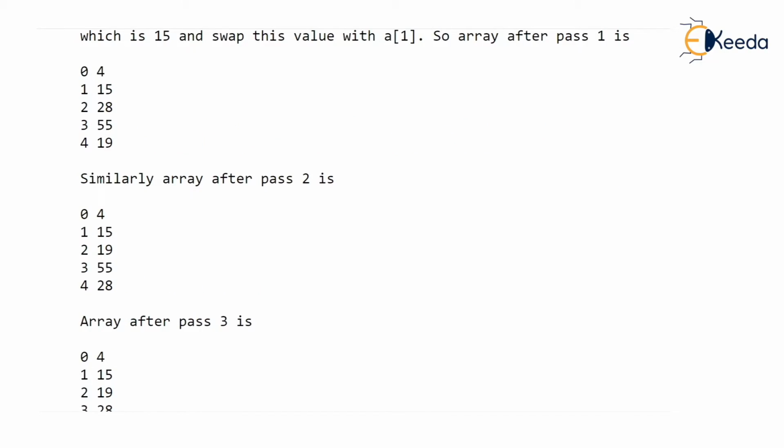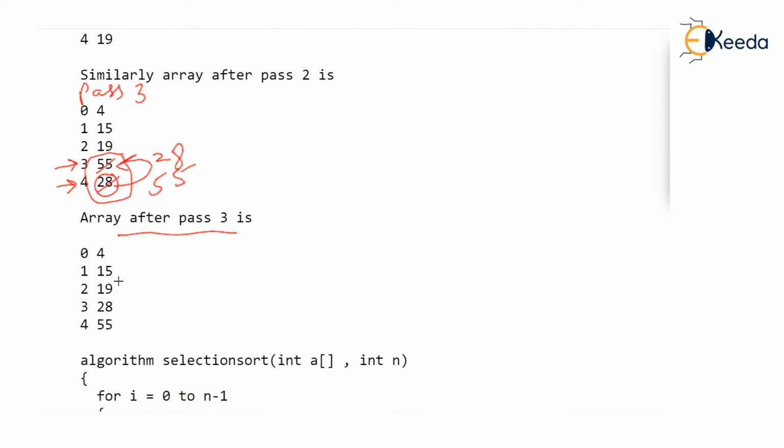So what do you do in pass 3? Let's see. In pass 3, we will select minimum from third place to n minus 1th place because this is pass 3, and the minimum happens to be 28. That 28 will be sent at third place. So 55 is replaced with 28, and 28, which was minimum, becomes 55. So now the array after pass 3, you watch, after pass 3 is 4, 15, 19, 28, 55, and it is sorted.